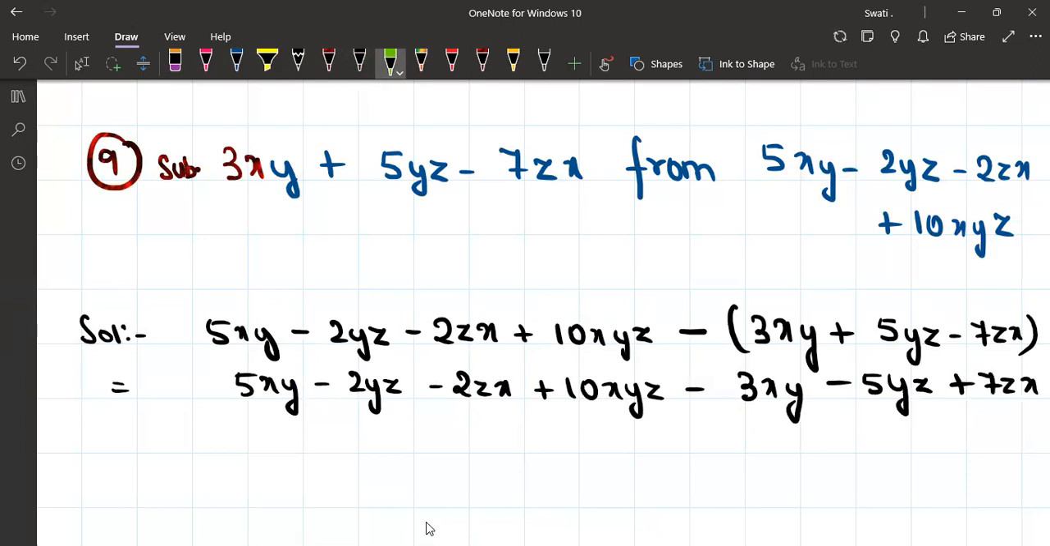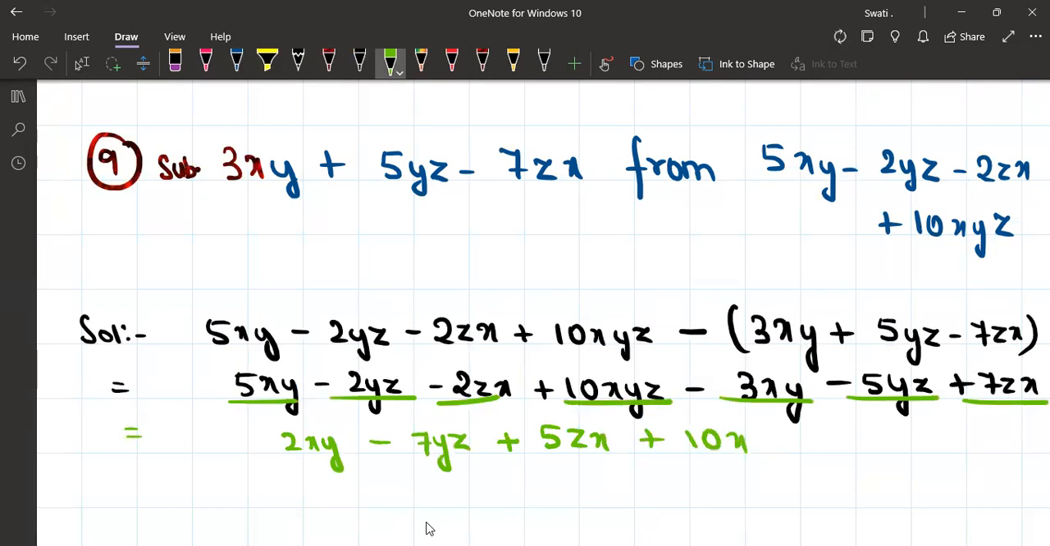Now this is very obvious. We are going to simplify this. So 5xy minus 3xy is 2xy. Minus 2yz minus 5yz is minus 7yz. Again, I'm telling you that if you don't know how I'm doing this, please let me know in the comment section. I'll make a separate video for this. Minus 2zx plus 7zx is going to be plus 5zx. And then this as it is, plus 10xyz.